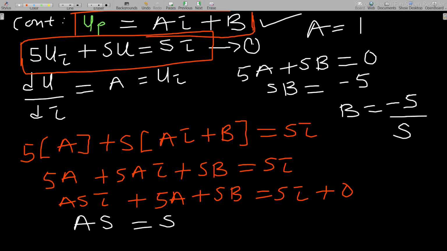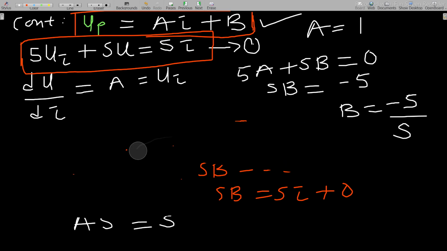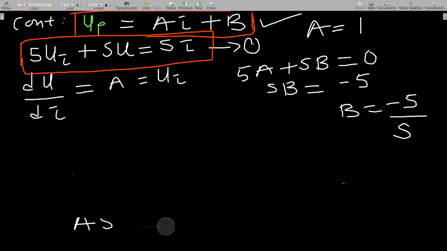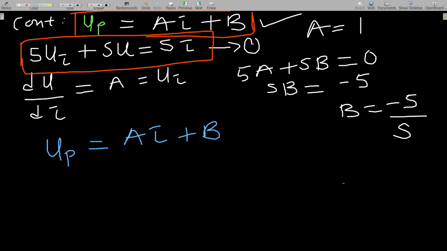Now let me clean here and write my particular solution. Since I have everything perfect here, I just have to write my particular solution, and that will be all. So I have my U particular equal to, we said it is A tau plus B, and my A is 1. So I have tau, then B is minus 5 over S. Okay, so there it is.